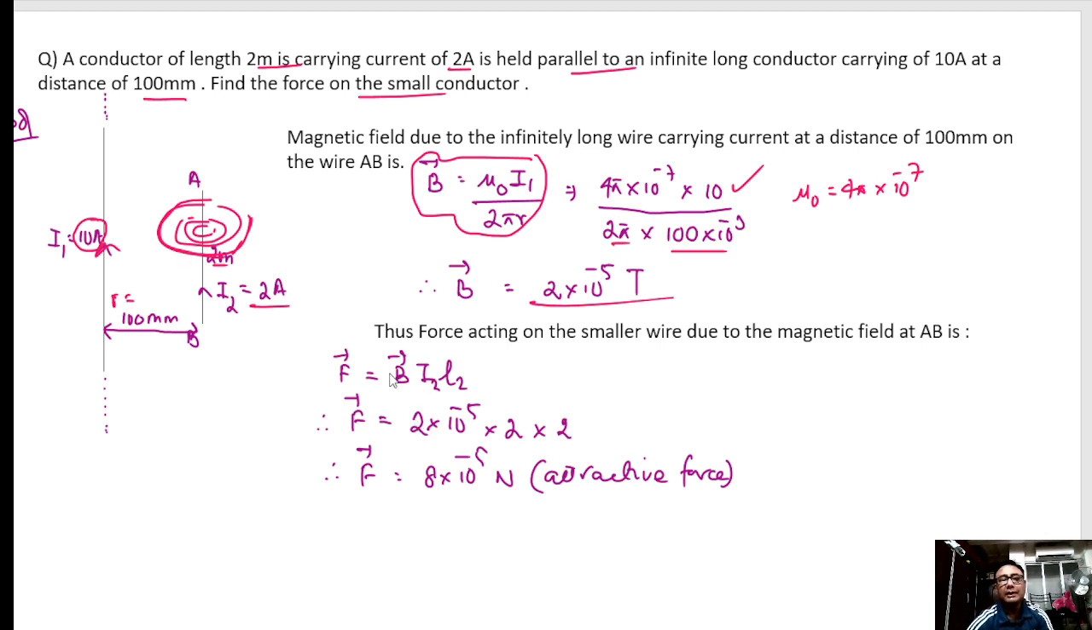So what is the force acting? Force will be BIL. L is the length of this wire AB, 2 meter. Current flowing through AB, 2 ampere. This is the B due to the first wire. Because the currents are flowing in the same direction, it is an attractive force. I already told you that if the currents are flowing in the same direction, it is the attractive force acting on the two wires.